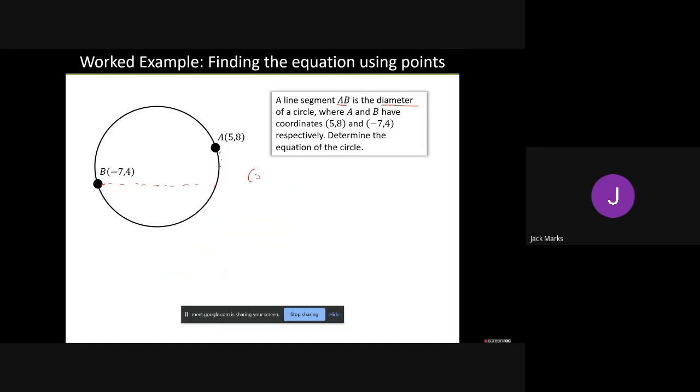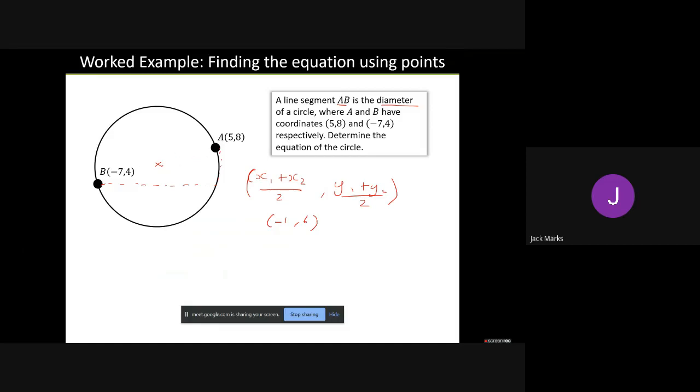So to find the center, we can find the average, if you like, of the x's and the average of the y's. So this is from the first lesson. So 5 plus minus 7 is going to be minus 2, over 2, so it's minus 1. And y, 8 and 4. So 8 plus 4 is 12, 12 over 2 is 6. So the middle is minus 1, 6. And just roughly plotting it, it suggests that that seems right.